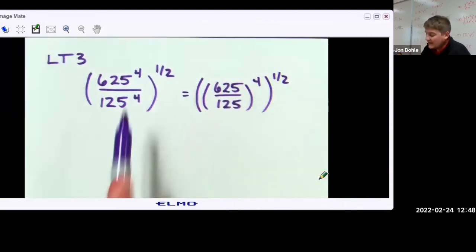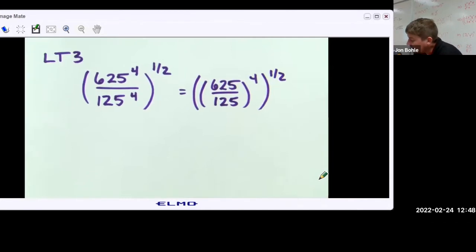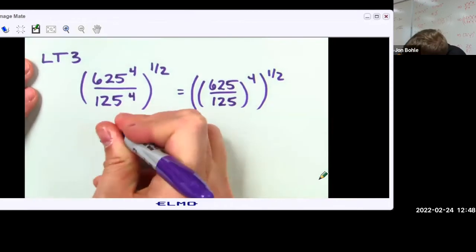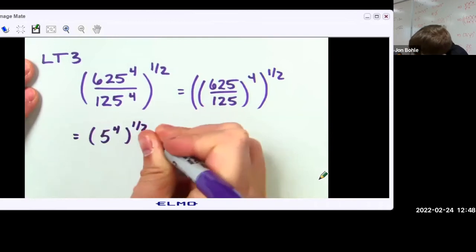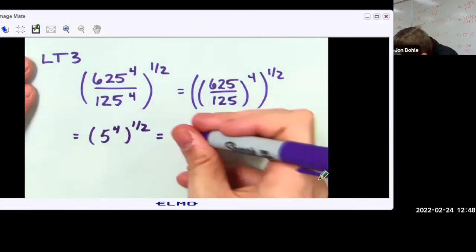I can take that 4th power out of each of those. Okay, and so then when I have that, I can just go 625 divided by 125, which is 5. So now I have 5 to the 4th power to the 1/2 power. 5 to the 4th power is 625.